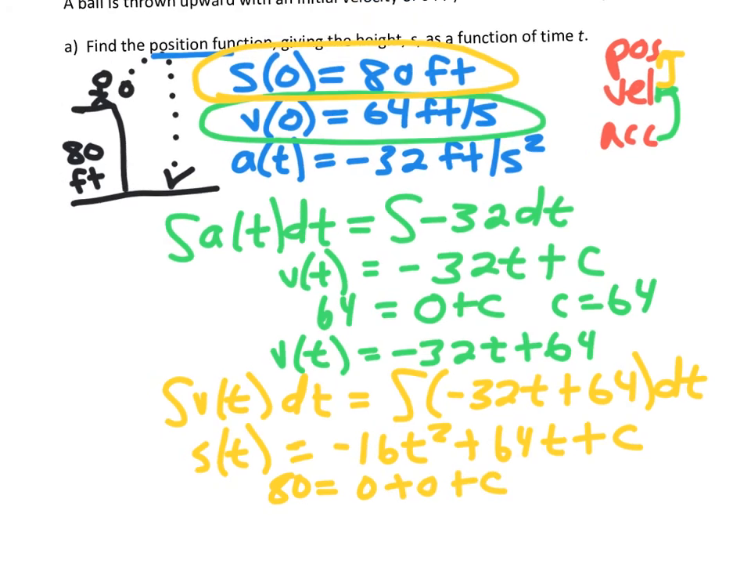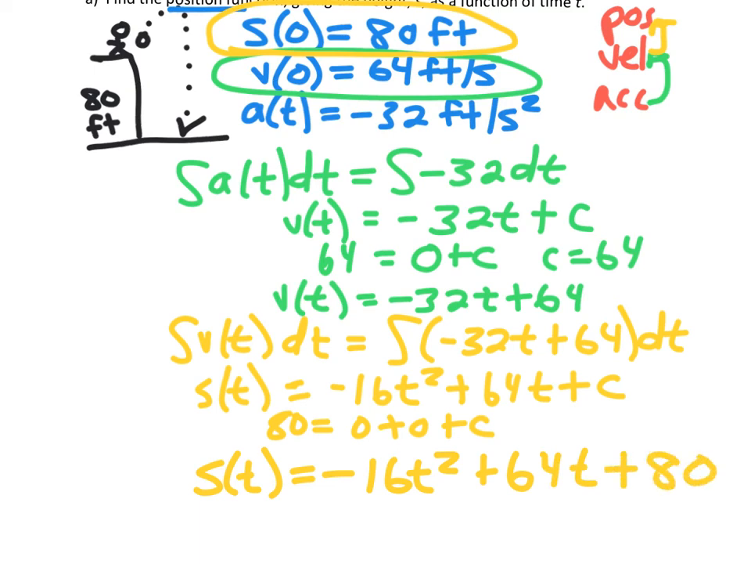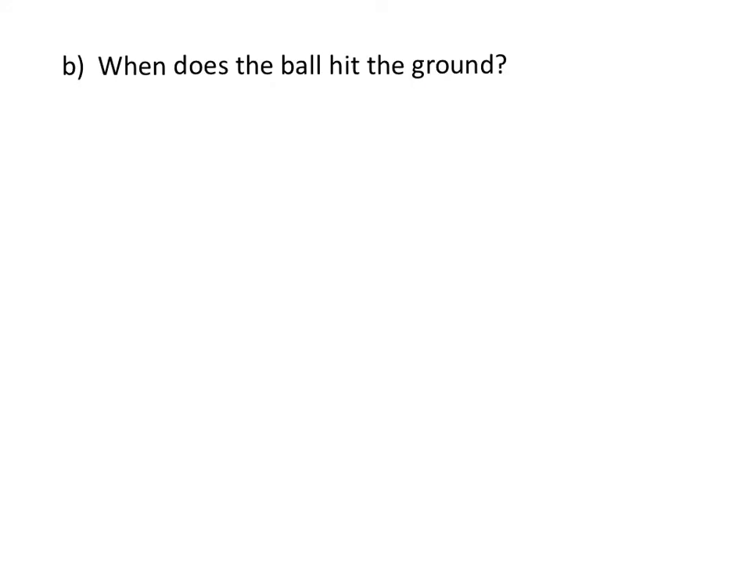So now I can go ahead and move this up a little bit and rewrite position as a function of time with the c value plugged in. And so this would be the particular solution for position here. That's my answer. So now that I have the position function, I can calculate other things.